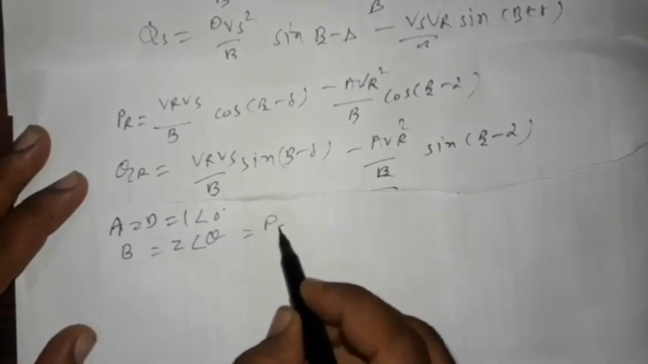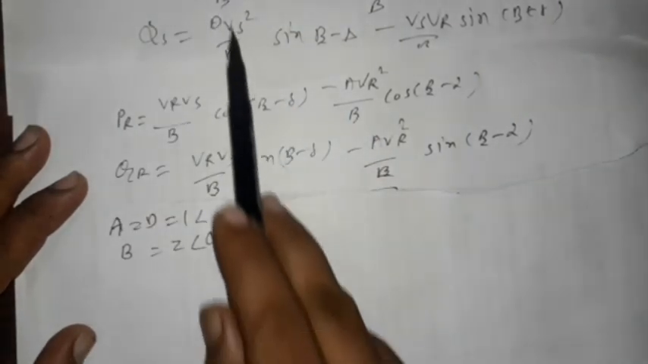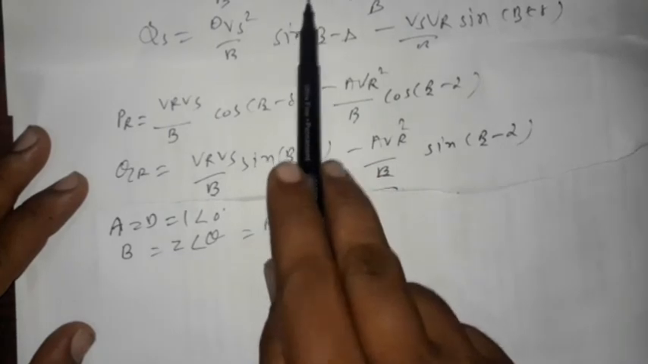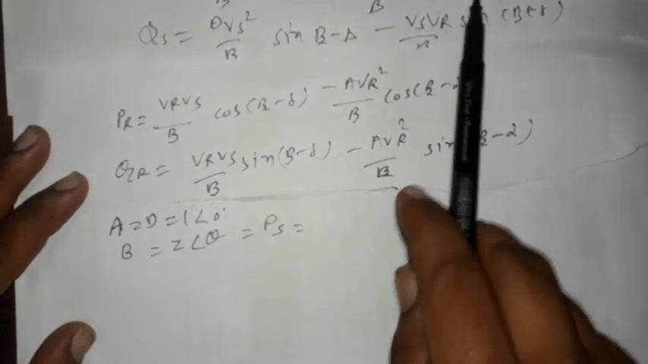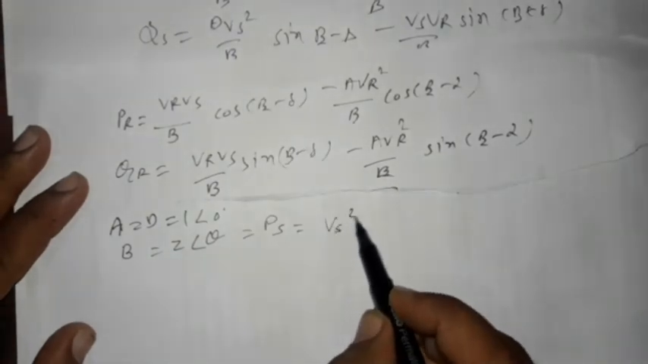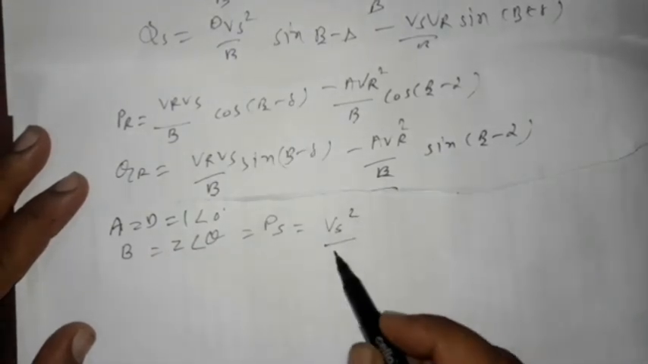So we get PS, which is equal to... here D is equal to 1, B is equal to Z, and delta is equal to 0. And B with Z theta means the angle of beta, we put the value theta. So here we write PS, D is equal to 1, so V square by B is equal to Z, so V square by Z.